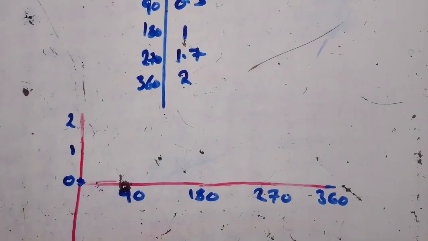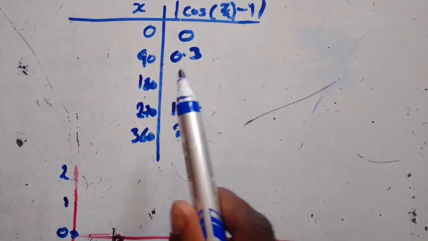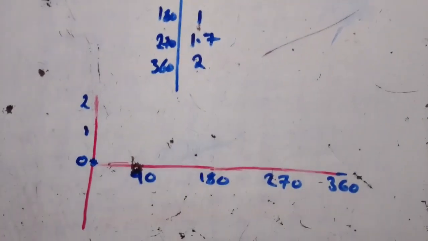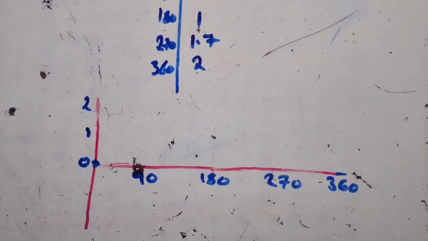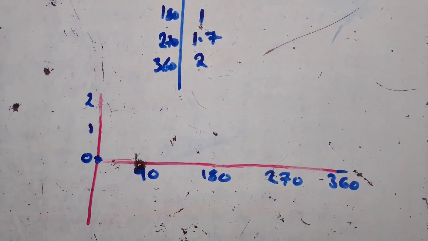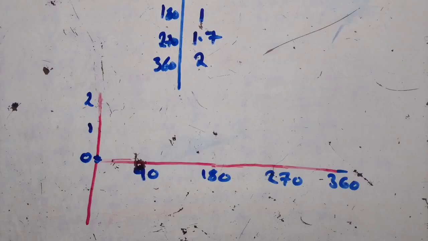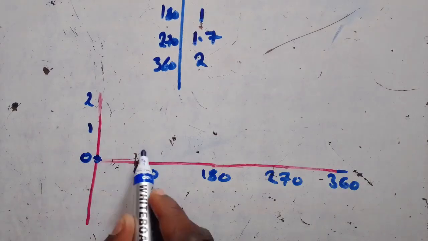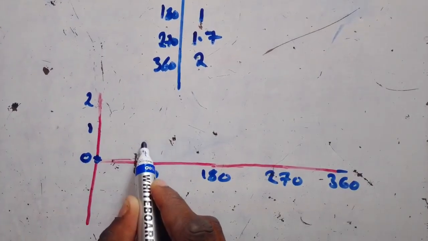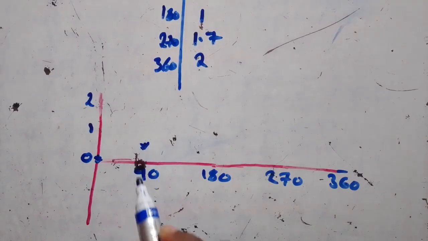The second one is 90, 0.3. You come to 90, and for 0.3 you just estimate where 0.3 can be. During your exam they will give you a graph to use. So I'm going to solve one question on the same graph so that you understand how to graph it. So 0.3 can be somewhere here. This is just an estimation, somewhere below 1.